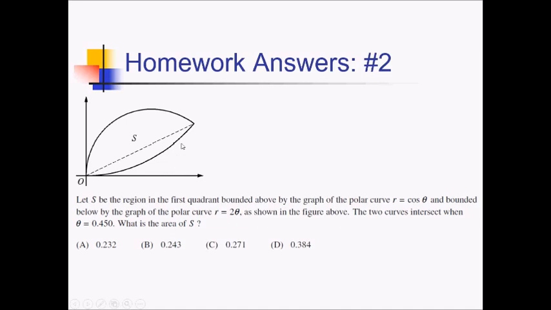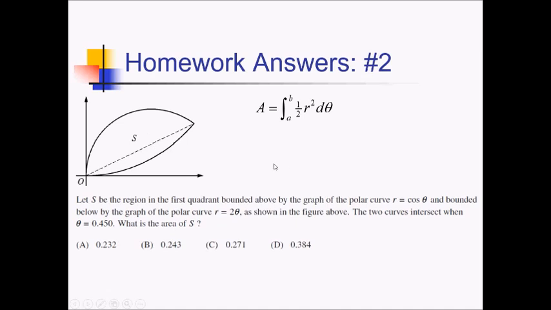So the key on this one: we've got our general area formula, 1/2 r squared d theta. However, this assumes that you have a single radius controlling things. In fact, from theta equals 0 until we get to this 0.450, this is all controlled by this underneath curve, this r of 2 theta. But then, after we get to that spot, it's the cosine of theta radius strips that are giving us our area. So we're going to need to split this up into 2 integrals divided at this angle right here.